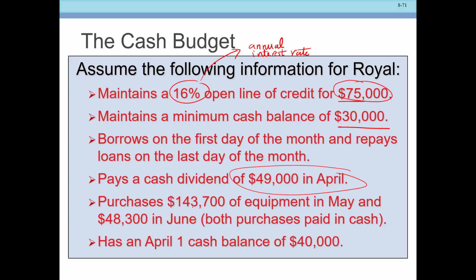Purchase of 143,700 of equipment in May and 48,300 in June. Both purchases paid in cash. And we have an April 1st cash balance of 40,000, coming, of course, from March 31st.